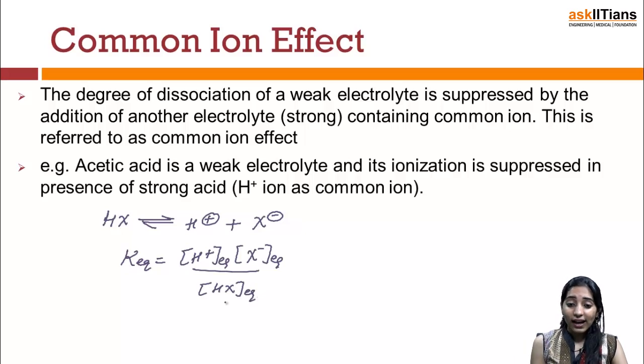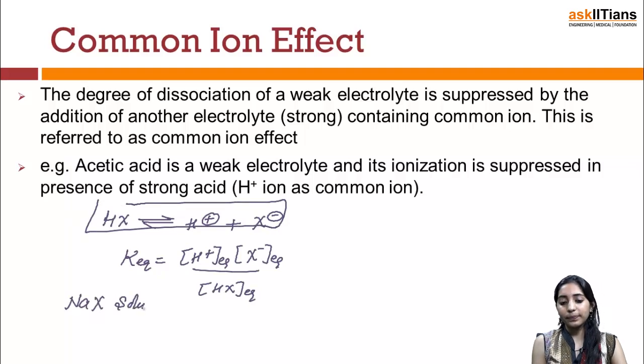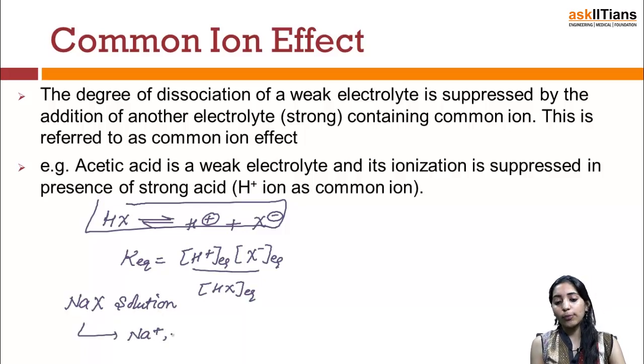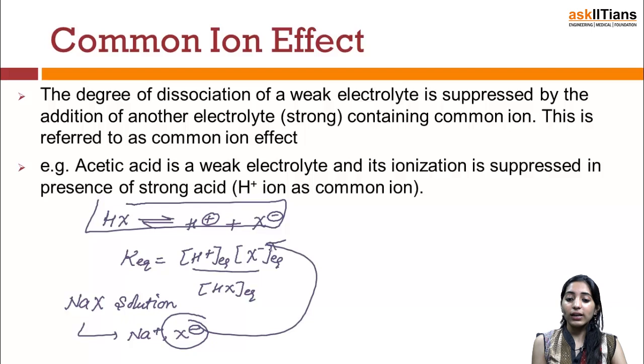Now suppose I am adding another electrolyte, a strong electrolyte, to this solution of HX, for example NaX solution. This NaX solution is a solution of a strong electrolyte. That means I will have both Na positive and X minus in the solution. So I'll say that this X minus is being added to the equilibrium reaction which is taking place.